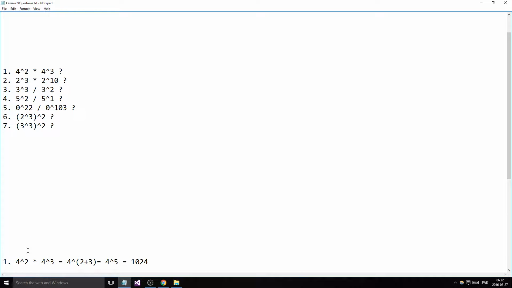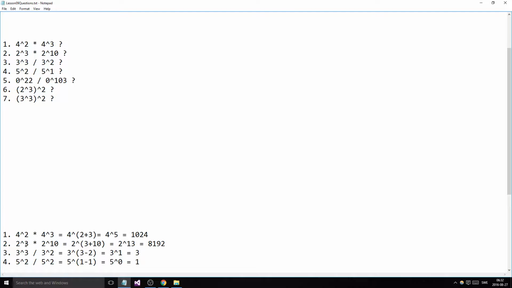So the next one, exact same principle. Just go ahead and do that. To the power of 3 plus 10, 13, which is a big number. Now, this is the same thing with division, except you subtract. So 3 to the power of 3 divided by 3 to the power 2 equals 3 to the power of 1 in the end, which is 3.